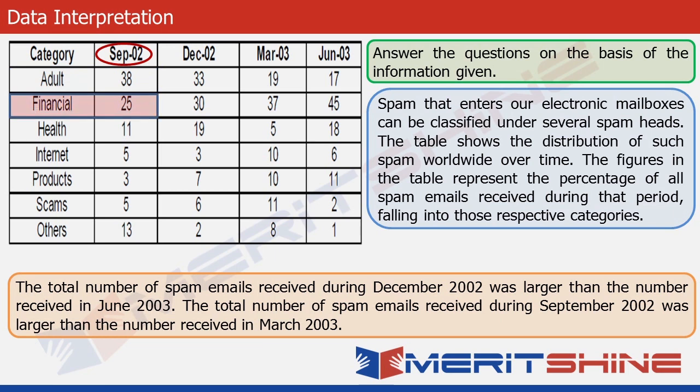Of all the spam emails received worldwide during September 2002, 38% belong to the category adult, 25% belong to the category financial, 11% belong to health, 5% belong to internet, 3% to products, 5% to scams, and 13% to others. So that makes it 100% in all.